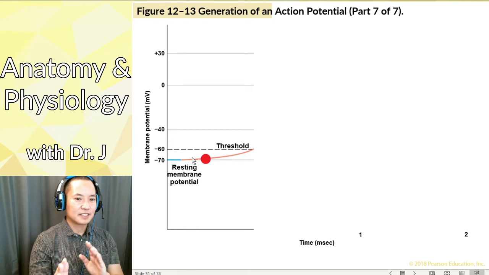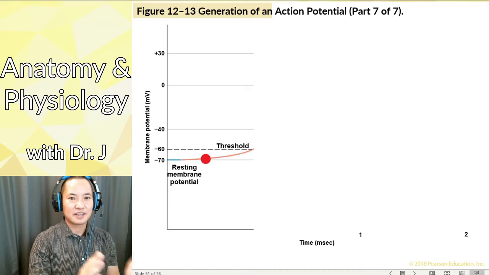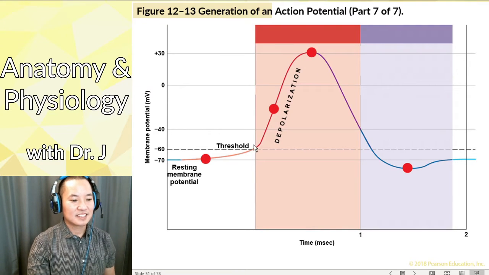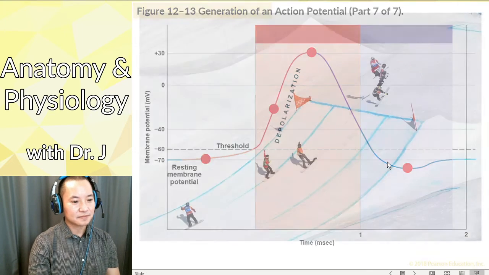So this is the funny thing. I think the text, OpenStax, says negative 55 or something like that, but this figure says negative 60. So whenever there's a range like that, I just want you to know a general range. It's between negative 50 and negative 60. Go with negative 55 as kind of a good base. And then this sets off this action potential. So the action potential is actually this part here and here, this big climb up the roller coaster and then drop down the roller coaster.